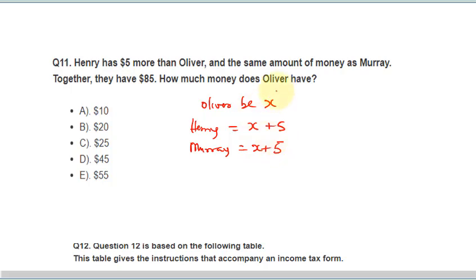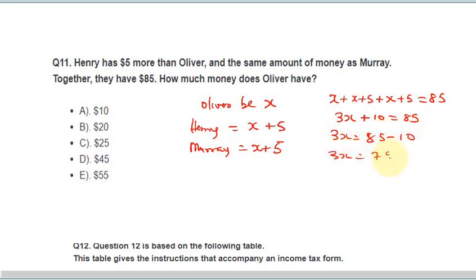Now it says together they all have what? 85. That means when you do X plus X plus 5 plus X plus 5, that's going to give you 85. So here when you collect like terms, you have 3x plus 10 is equal to 85. So 3x is going to be 85 minus 10. 3x is going to give us 75, and x is going to give us 75 over 3, and that's 25. So that tells you Oliver had $25. Now that means the correct answer here is going to be C.